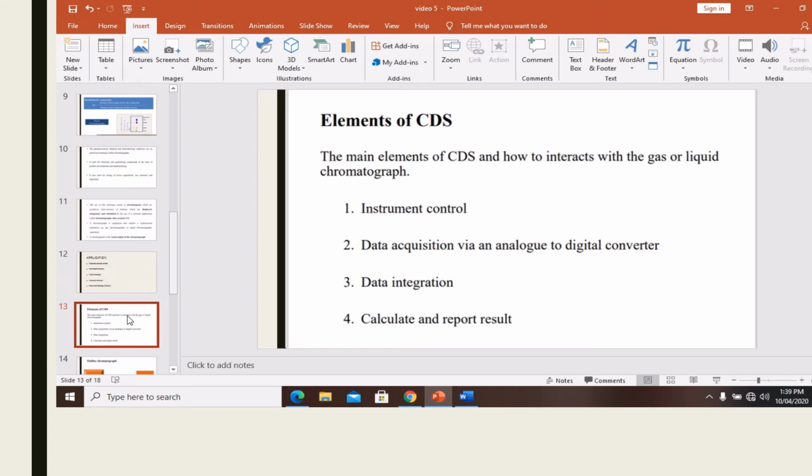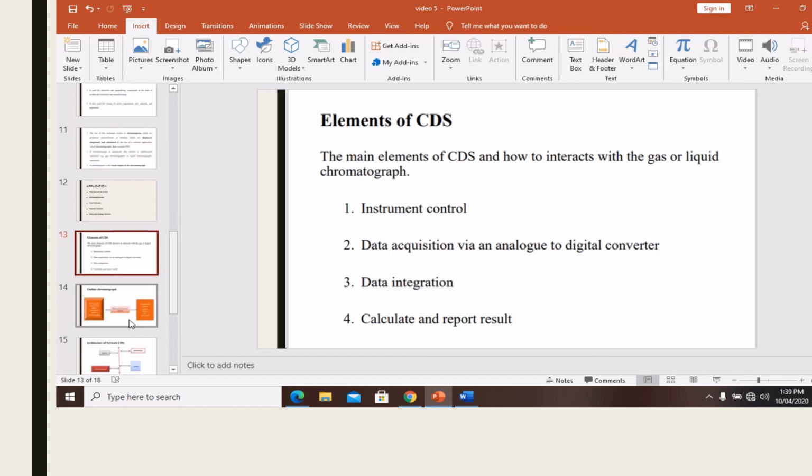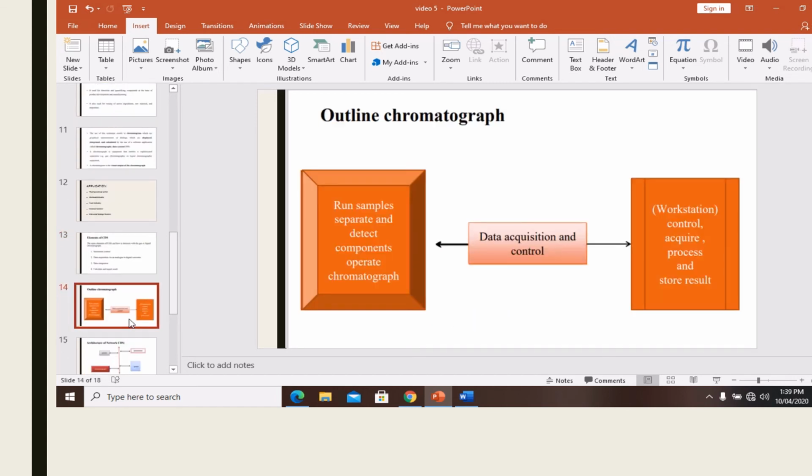And the main elements of CDS and how it interacts with gas or liquid chromatography: instrument control, data via an analog to digital converter, data integration, and calculating the report result. And this is the outline of the chromatography. There will be a workstation, and the data and control system will be one main part, and the workstation will be another main part, with sample separation and detection of components operating the chromatography. So the data system will control these two: sample separation and the workstation.